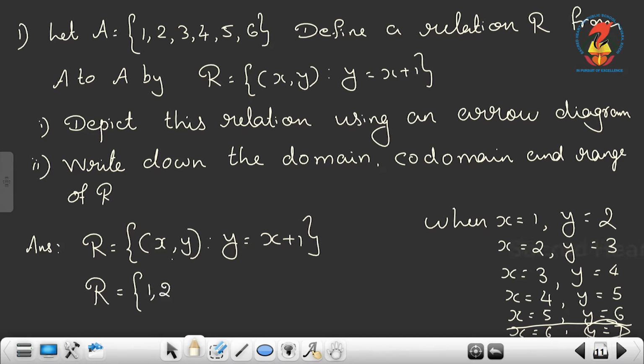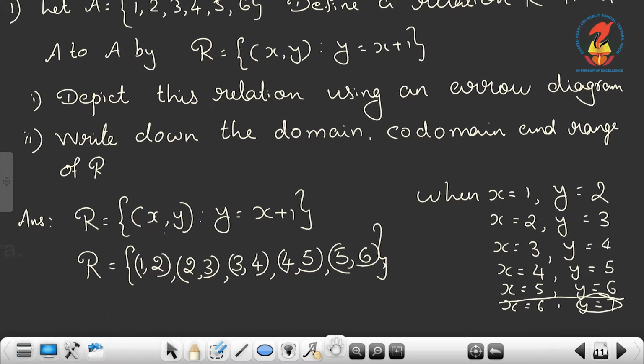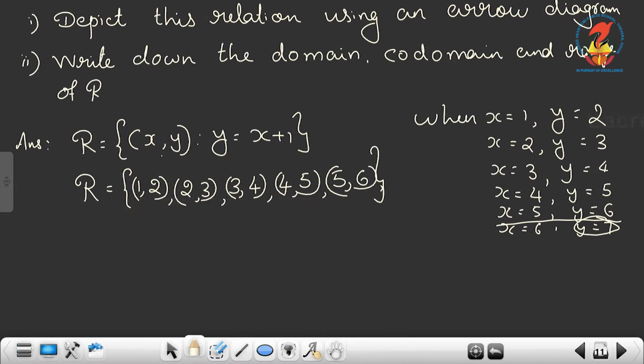When x is 1, y is 2. Clear this? How to write? Put x is equal to 1, so y is 2. Then put x is 2, y is 3; 3, 4; 4, 5; 5, 6. Next x we can give 6, but y equal to 7, that is not in that set. So you have to stop here. So this method is known as roster method. Now we have to represent this using an arrow diagram. So for arrow diagram, draw like this.